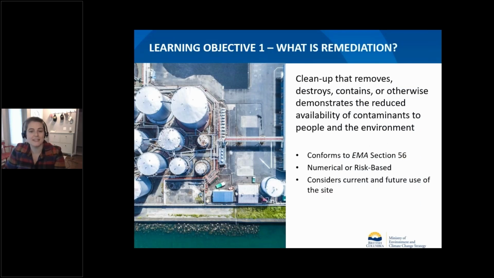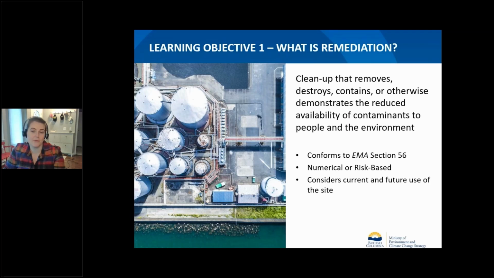Our first learning objective is to understand what remediation is. The previous presentation before the break was on independent remediation and notifications, and many of you listening probably already have a natural sense of what remediation is. Broadly speaking, remediation is the process that may occur at contaminated sites to reduce existing hazards to human health and ecological receptors to an acceptable level.